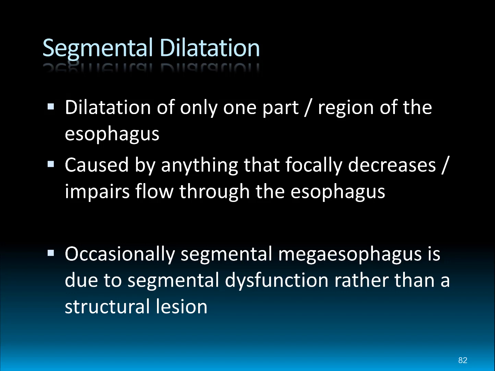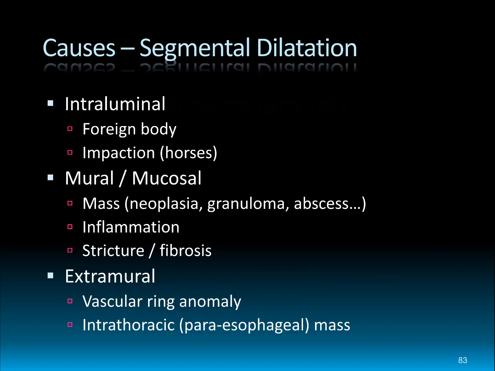Occasionally, we'll see a segmental megaesophagus that's really just a dysfunction, so a true functional and not mechanical issue, but usually it is a mechanical problem. So the primary causes of segmental dilatation can be intraluminal things like a foreign object. It can be something extending from the wall, a mass, inflammation, stricture, or it can be even something outside the esophagus that compresses the esophagus, most commonly seen as vascular ring anomalies, but other intrathoracic masses can do that as well.